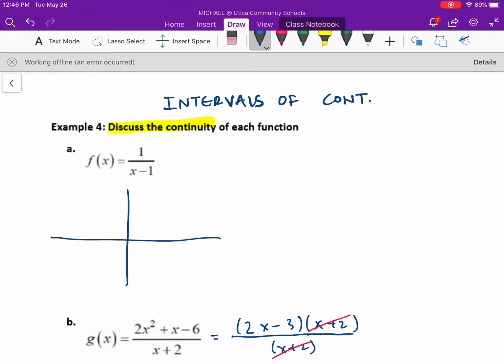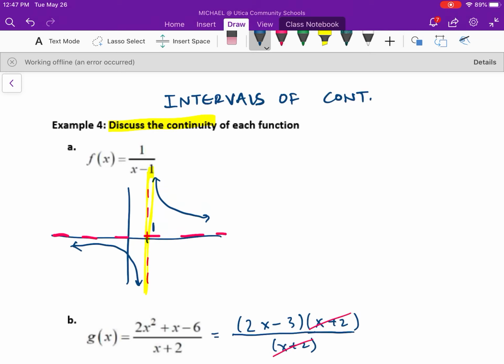from this graph I can tell that there's a horizontal asymptote at 1. Sorry, I did this. There's a vertical asymptote at 1. There's a horizontal asymptote at 0, and then the graph looks something along those lines. Okay, so the only point of discontinuity we have is right there at the vertical asymptote. So therefore, there's a point of discontinuity at 1, which means it's continuous everywhere else.